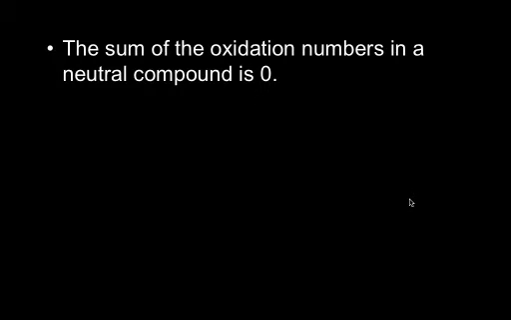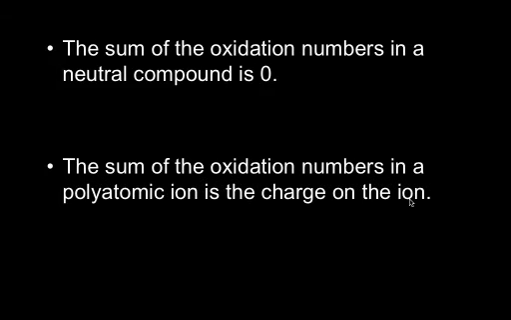As we go through to learn how to do this, there's a couple overall rules we have to keep in mind. On your list in your notes, these are actually the last two things, but I want to bring these up first. If you're dealing with a neutral compound, the sum of all your oxidation numbers is going to equal 0. If you're dealing with a polyatomic ion, the sum of the oxidation numbers is going to be the charge on the ion. So if it's a neutral compound, the sum has to equal 0. If it's a charged entity, then the sum has to equal whatever that overall charge is.